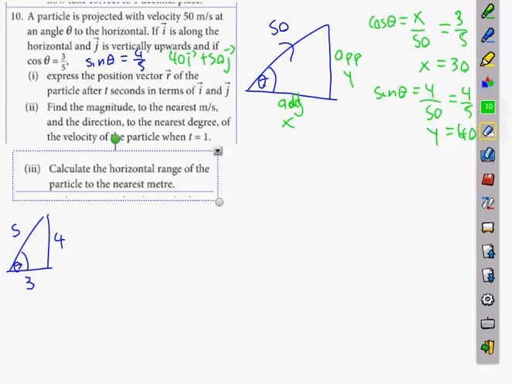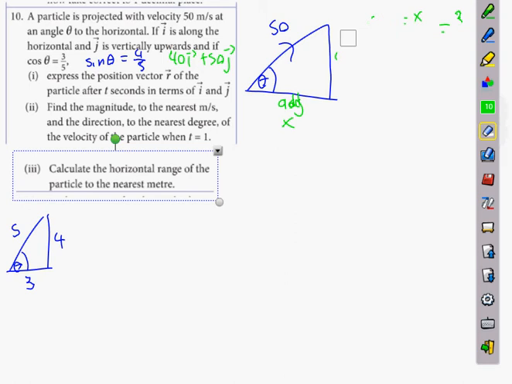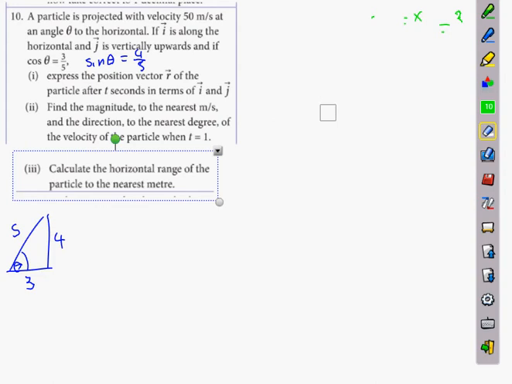It's what's called the general way of doing this. Is it not 30i? Oh, it is, sorry. 30i plus 40j, excuse me. You're right. 30i plus 40j. Now, there's a general way of doing this, right? Here's the general way of doing it.